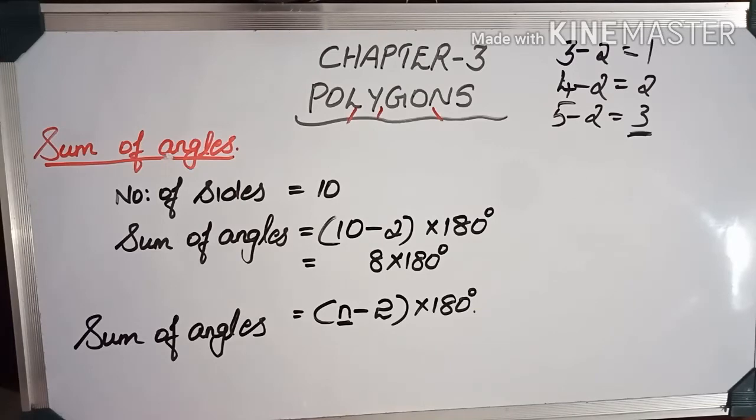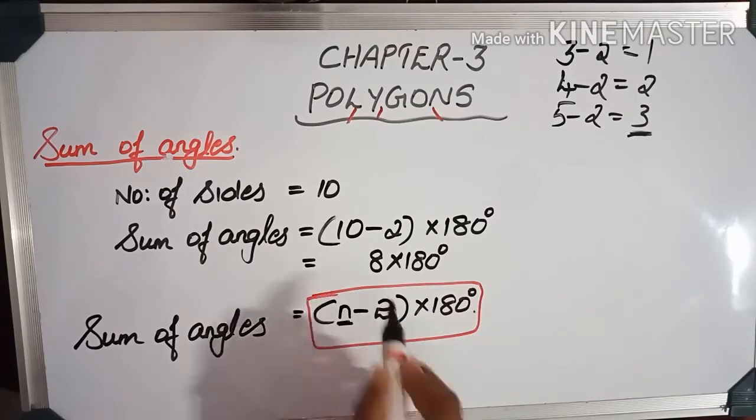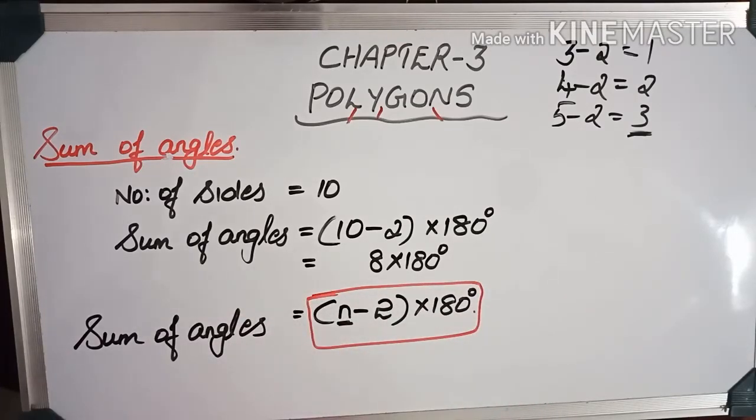For example, if n is 100, that is, 100 sides are there for a polygon, then to find the sum of angles of that 100 sided polygon, 100 minus 2, that is 98. 98 into 180 degrees will be the sum of angles of that particular polygon. You have to learn this equation by heart, very important. Now let's do problems using this.